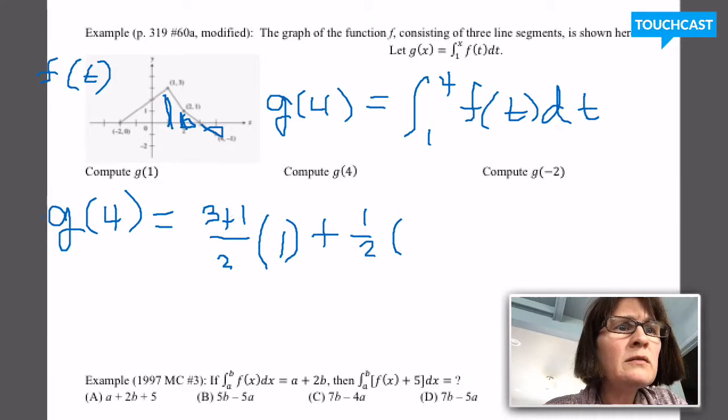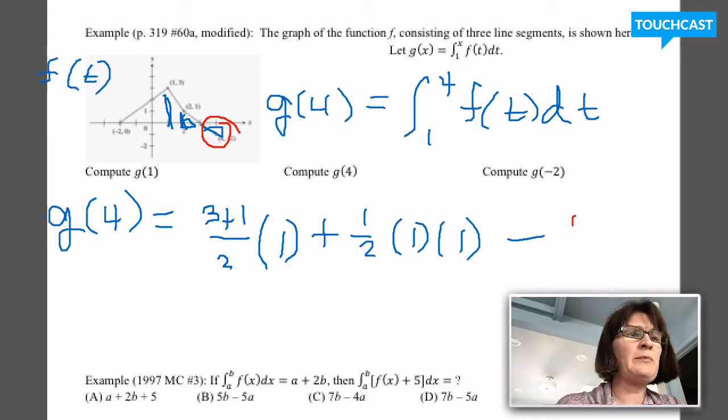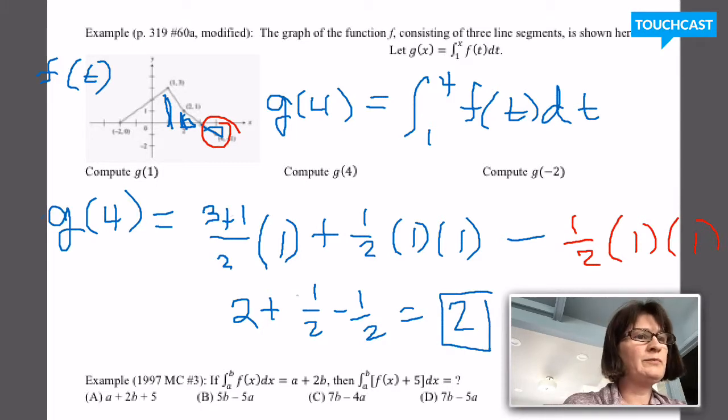The base is 1. The height is also 1. And I'm going to subtract away that little triangle that hangs below the x-axis, which happens to also have an area of 1/2 times base times height, which is 1/2 times 1 times 1. So here I have 4/2 is 2 plus 1/2 minus 1/2, which makes a final answer of 2.